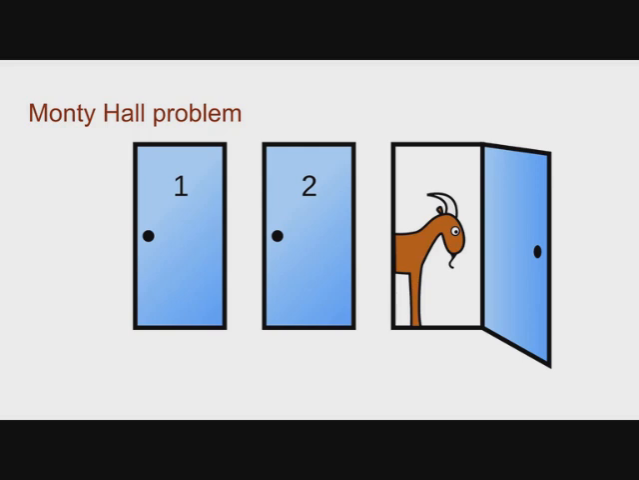And so the host will ask you to pick, you'll pick one of the 3 doors, and that's your pick. And then the host would open up one of the doors that you didn't pick. So if you picked door 1, for example, the host would then open up one of the doors that you didn't pick, in this case 3, and they would always show you a goat. They would always show you one of the losing doors.